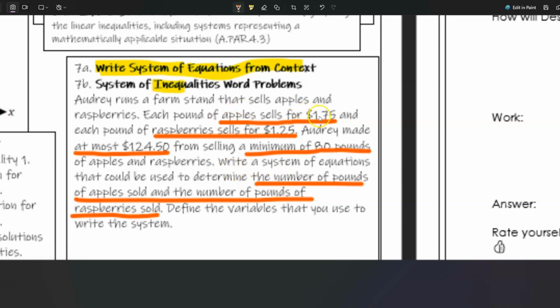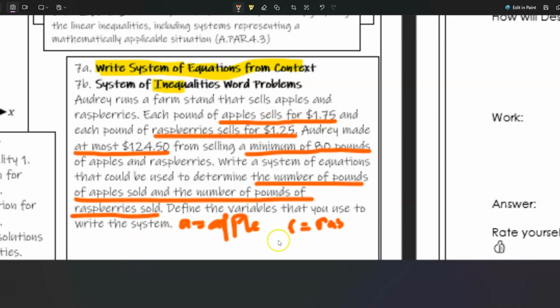All right, so let's go ahead and get started. We need to define our variables. Are we good with saying, because it doesn't say, A for apple? So A equals apple. And again, please excuse my really bad handwriting. And what else is here? R for raspberries. All right, and remember, it's the number of pounds. So when you're choosing what you're defining, you're using the number of pounds of apples sold and the number of pounds of raspberries sold.